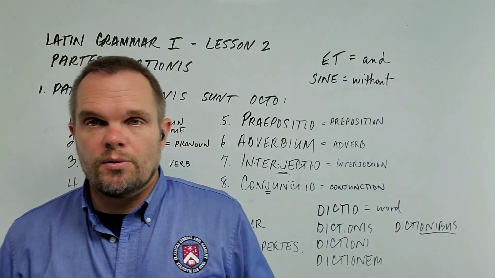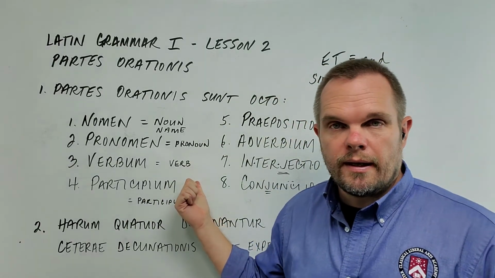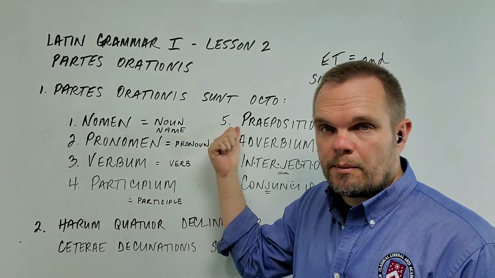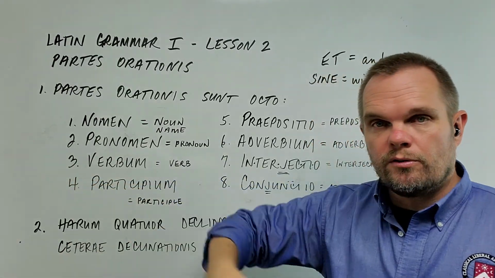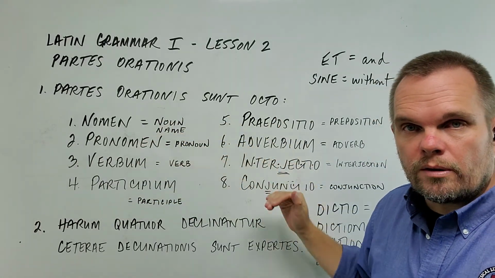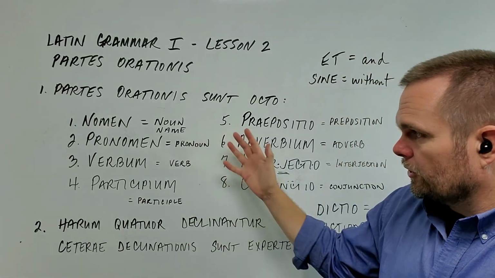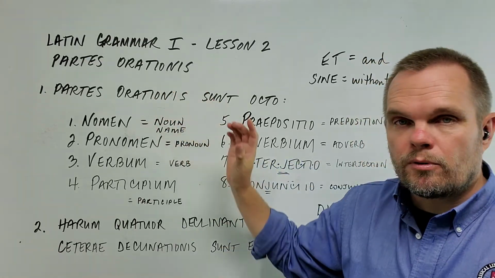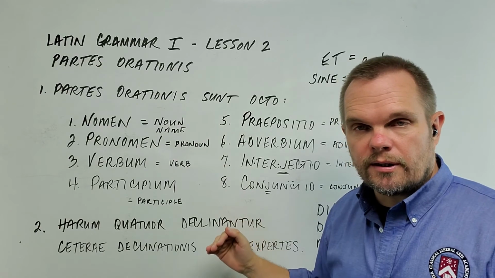So in lesson 2, the real focus is learning the names of the 8 parts of speech. This is like a table of contents for Latin Grammar 1, because what we're going to do from now on is just walk through these one by one all the way to the end of the course. Make sure you know the names of the 8 parts of speech. Make sure you memorize them in this exact order, because this is the order we're going to study them in.